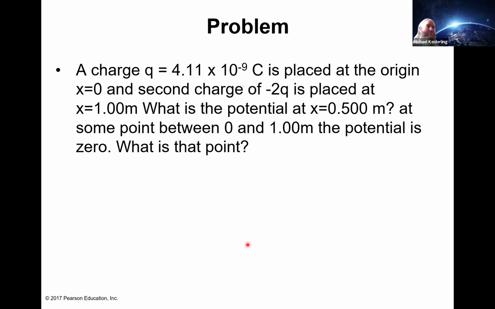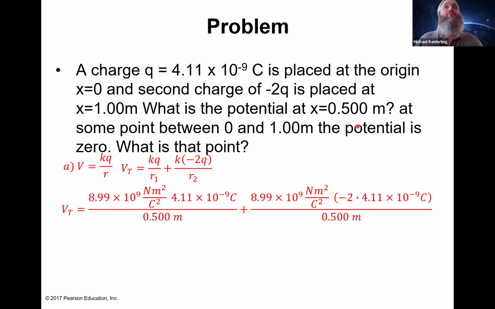So we'll start by finding the potential at 0.5 meters. That's fairly straightforward. The voltage for each individual charge is going to be KQ over R. We have two charges and two radii we have to figure out. So the total voltage is going to be KQ over radius 1 plus K times minus 2Q over radius 2.